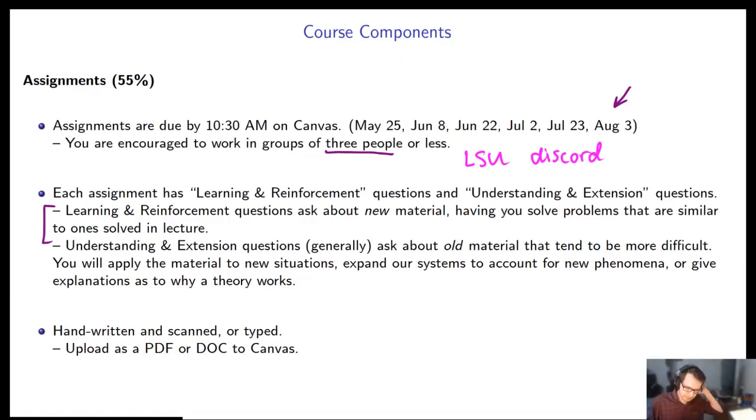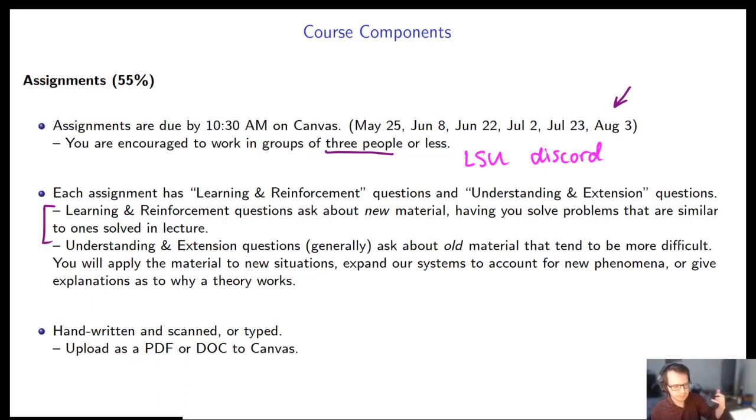So there's learning and reinforcement questions. These are just your typical questions you expect to see. And you'll always see those questions after we learn something that week. So this is like fresh material. You're trying stuff out for the first or second time.